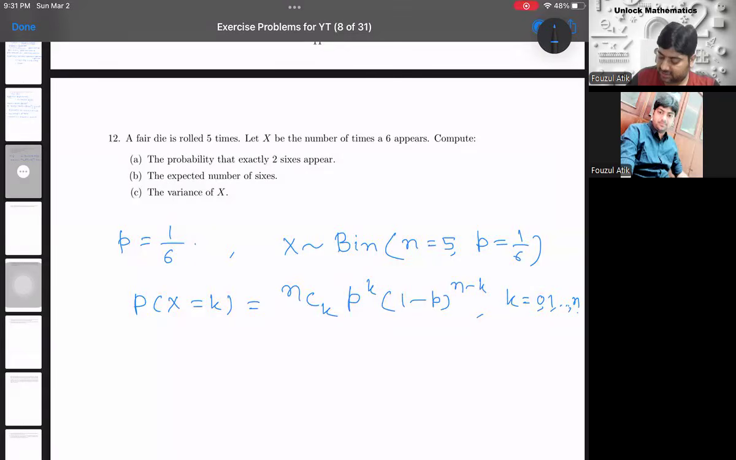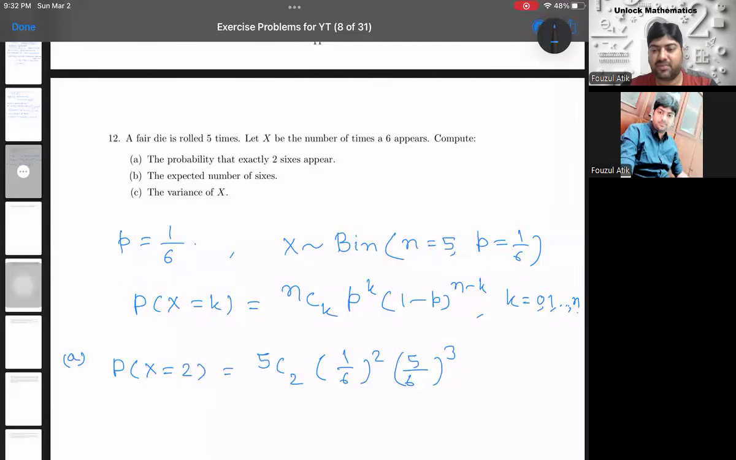Now the first answer: the probability that exactly 2 sixes appear. That means k equal to 2. Here n is 5, p is 1 by 6 and k equal to 2. Just put it in the formula and you will get the answer. P of x equal to 2 is 5C2, 1 by 6 whole to the power 2, and 1 minus p means 5 by 6 whole to the power n minus k, that means 3. So 5C2, 1 by 6 whole to the power 2 and 5 by 6 whole to the power 3. And if you simplify, you will get the final answer.